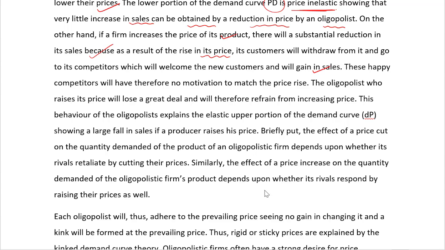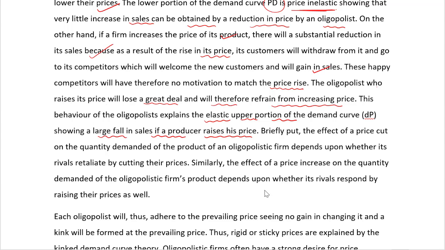These happy competitors will have no motivation to match the price rise. The oligopolist who raises the price will lose a great deal and therefore refrain from increasing the price. This behavior of the oligopolist explains the elastic upper portion of the demand curve, showing a larger fall in the sales when they increase the prices.